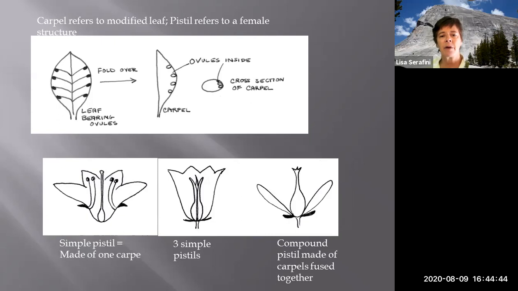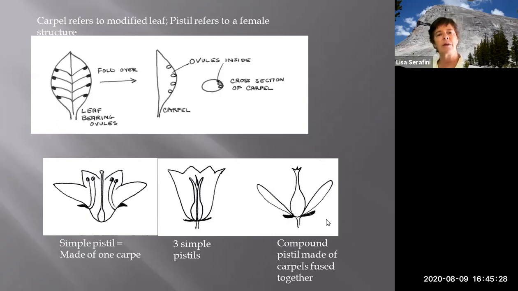So let's take a look at the bottom row of diagrams here. On the left, when you open up a flower, you may have one pistil. And if we know it's made of one carpel, then we call it a simple pistil. In the middle here, maybe you have 3 unfused pistils, or 5, or many. In that case, each pistil we know is a simple pistil. If you have more than one pistil in the middle of a flower, it always turns out that each structure is made from one carpel. So they're simple pistils.